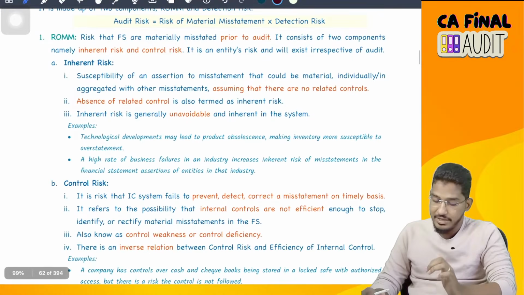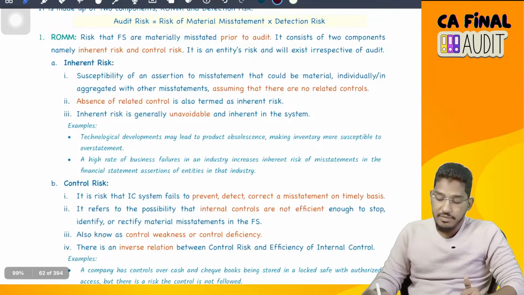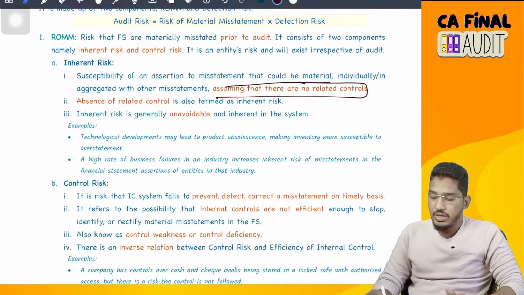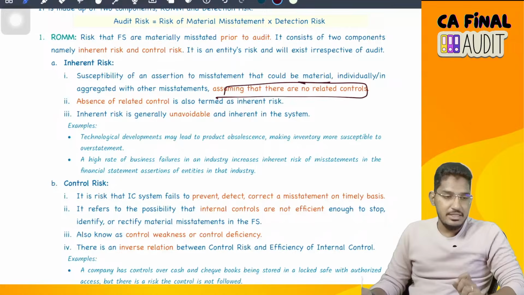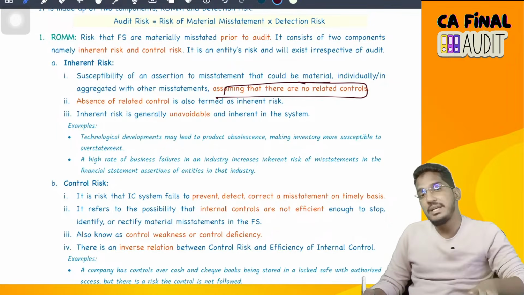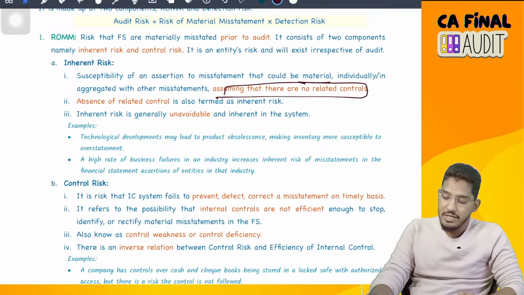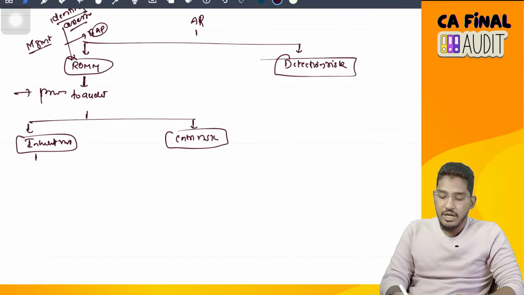When I say inherent risk, they define the term something like this. If you look at the material, they say that it is the susceptibility of an assertion to a misstatement that could be material, either individually or in aggregate, assuming that there are no related controls. That means in certain areas there will not be any internal controls to prevent a mistake from happening. Such a risk I am going to call inherent risk.